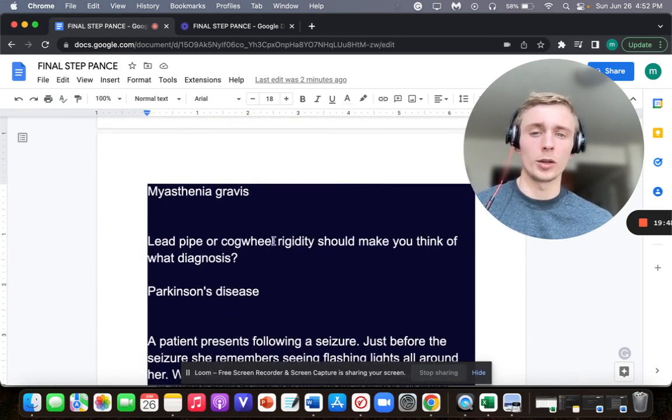Lead pipe or cogwheel rigidity should make you think of what diagnosis? That's Parkinson's disease.